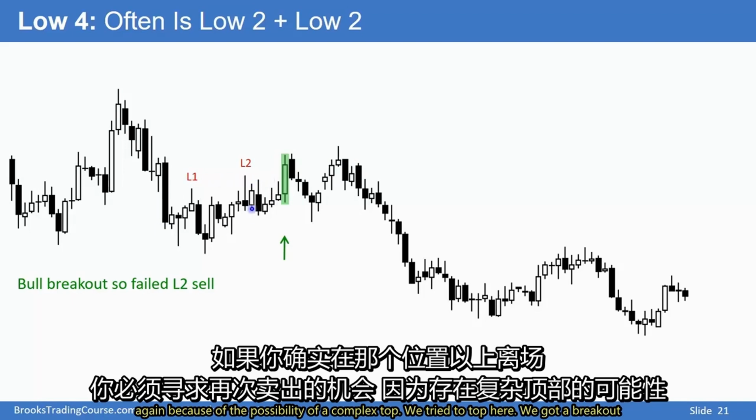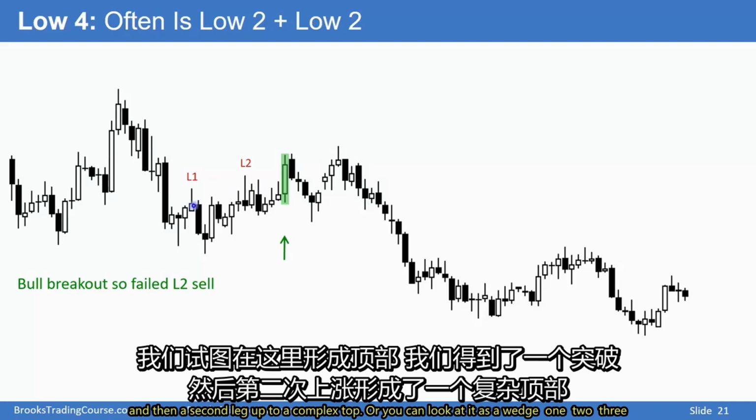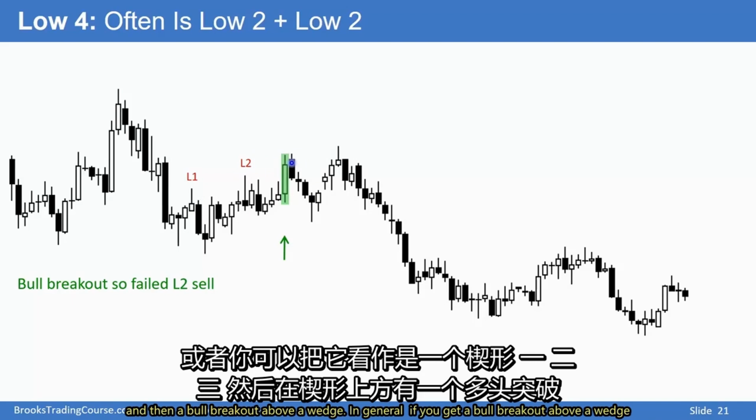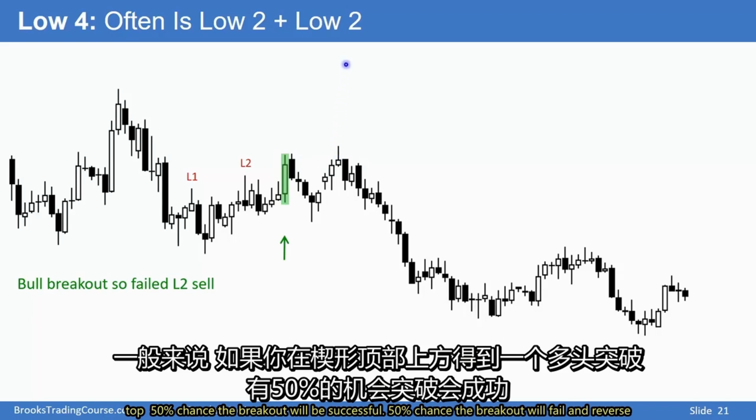We tried to top here. We got a breakout and then a second leg up to a complex top. Or you can look at it as a wedge, 1, 2, 3, and then a bull breakout above a wedge. In general, if you get a bull breakout above a wedge top, 50% chance the breakout will be successful, 50% chance the breakout will fail and reverse down.